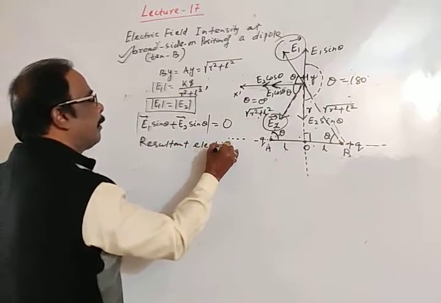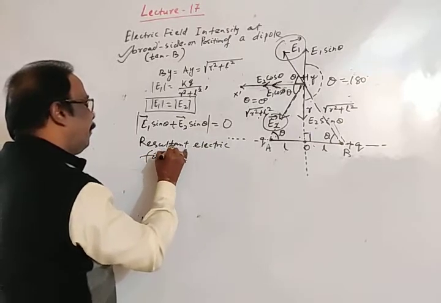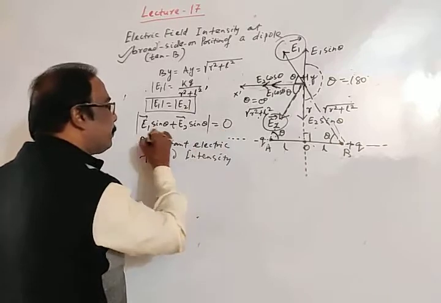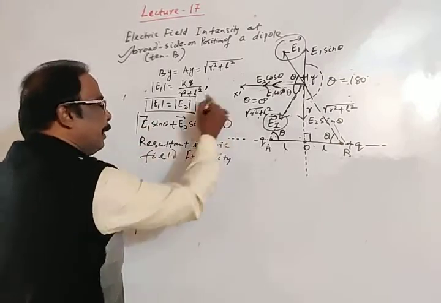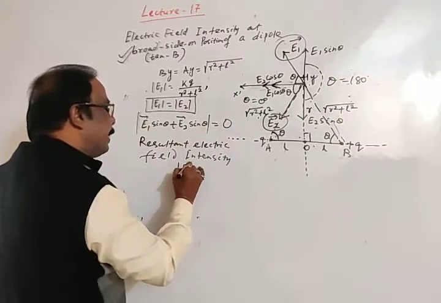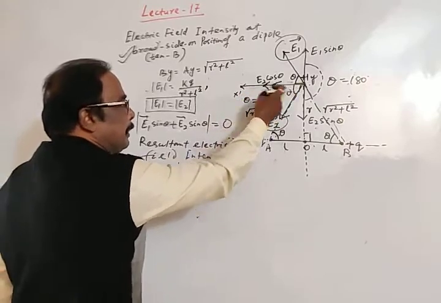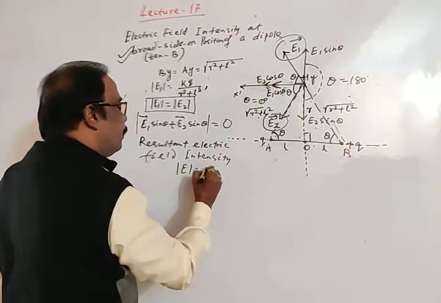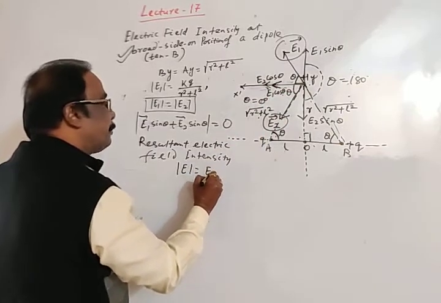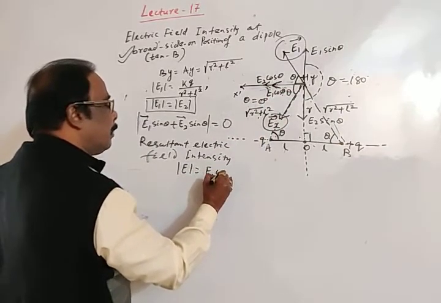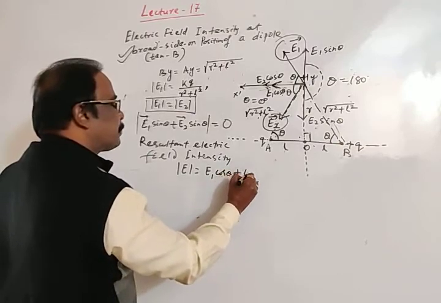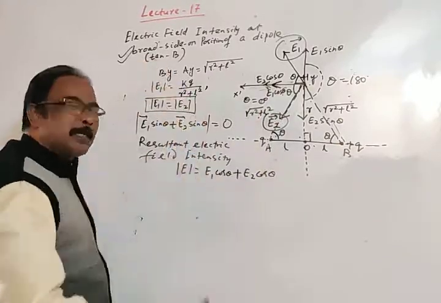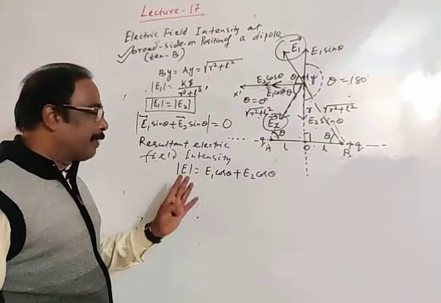So the resultant electric field intensity, the sum of these two rectangular components, is 0. Again, for the magnitude of the resultant field intensity, the angle between E2 cos theta and E1 cos theta is 0. Then it is the magnitude of E1 cos theta plus the magnitude of E2 cos theta. Since both are in the same direction, they are added to give the resultant.